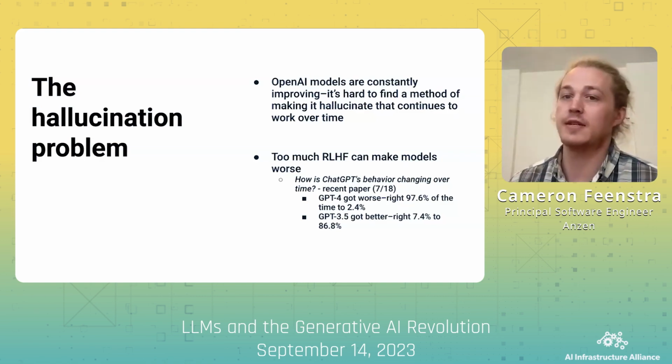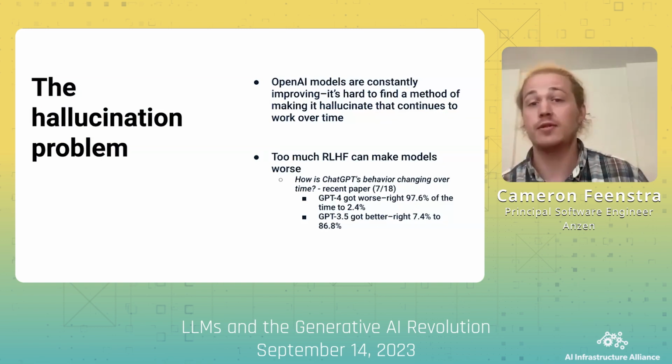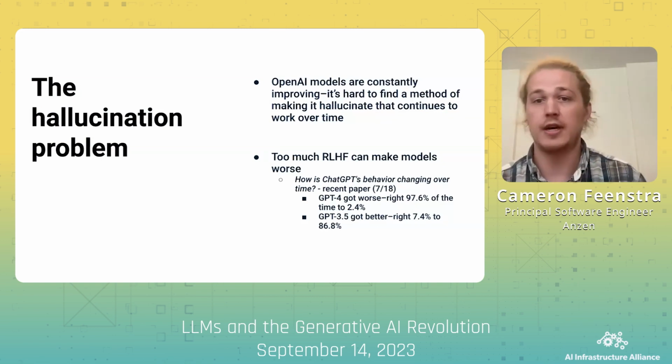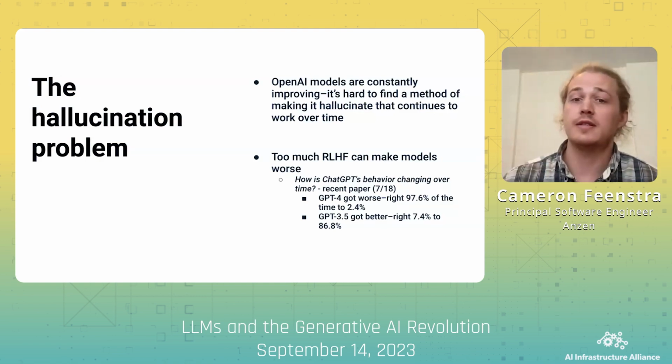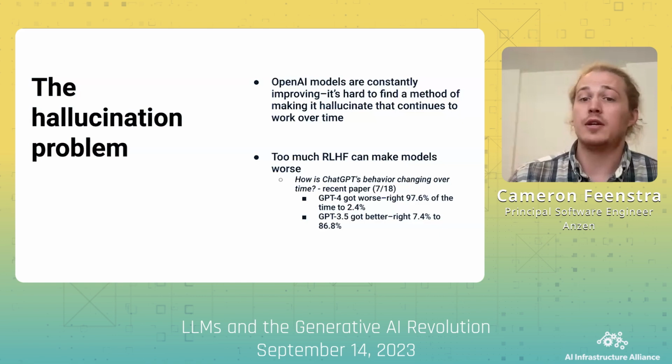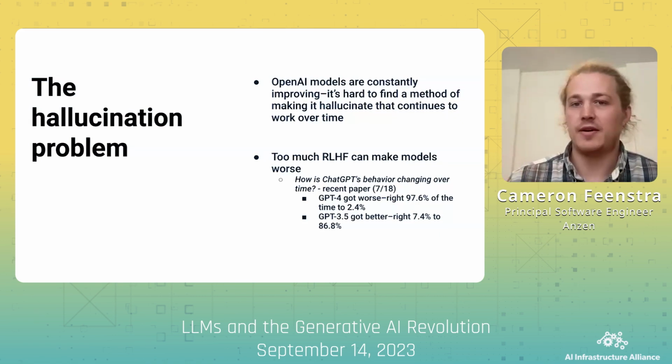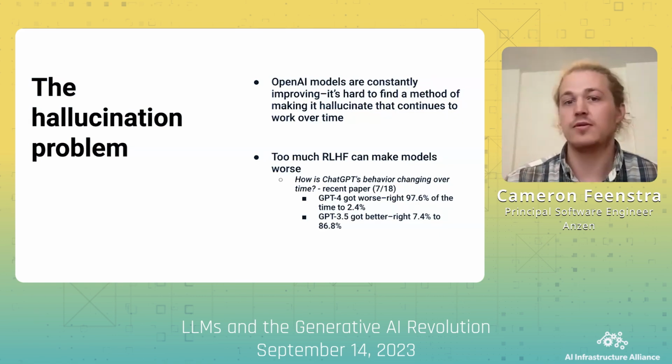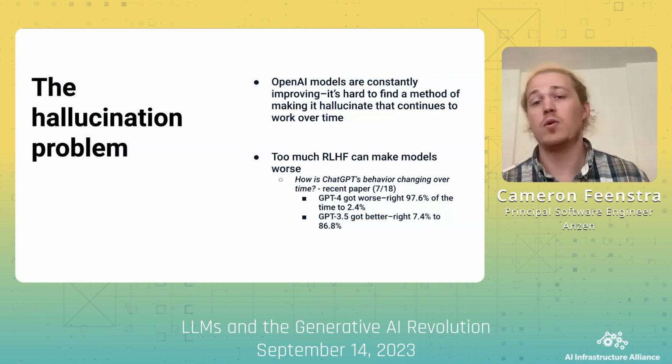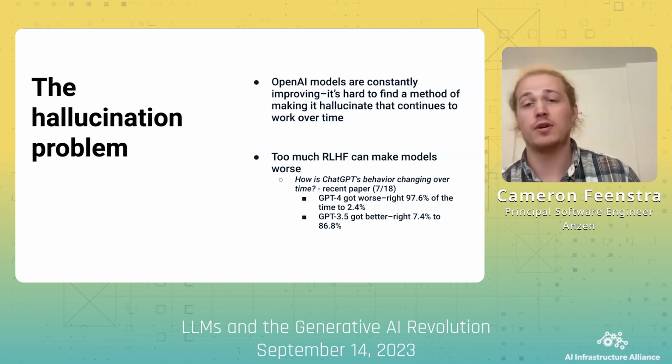Another thing that makes this a little bit of a difficult problem to track down is that particularly OpenAI models, but probably it's a similar thing with other providers as well, are constantly improving. And so, if you find a method that makes the model hallucinate a lot, it won't necessarily continue to work over time.